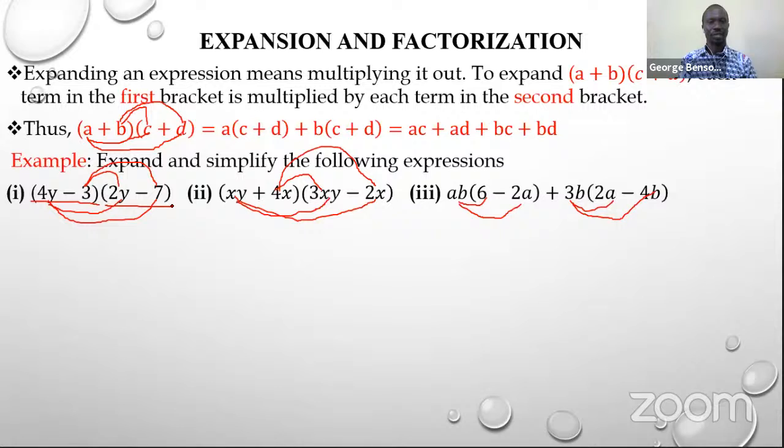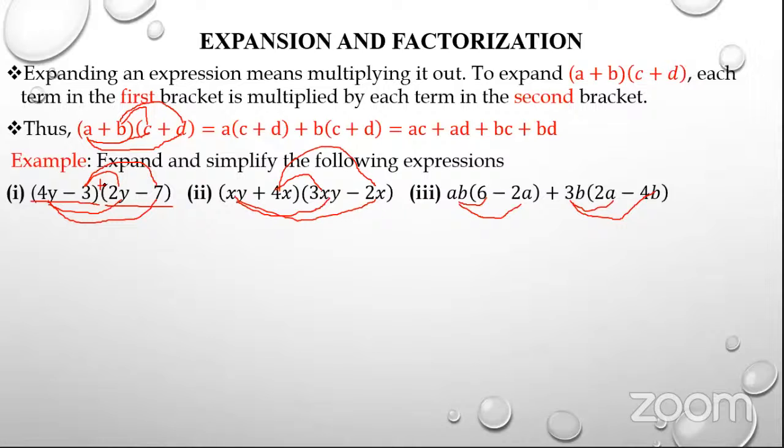If there was a plus sign inside, then it wouldn't have been multiplication, it would have been addition. If it had been 4y plus 3, and then 2y plus 7, if there was a plus sign in between the brackets. If not, then it will be multiplication.